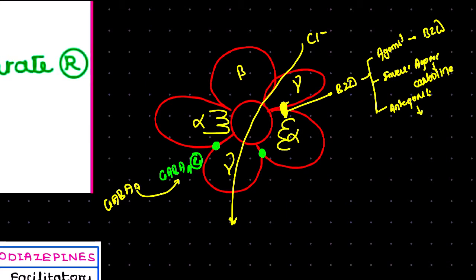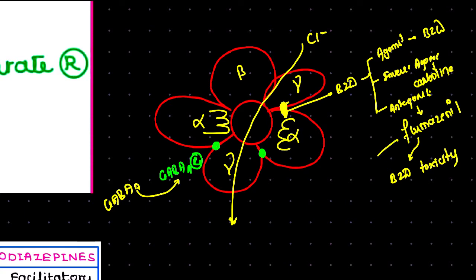Similarly, the most important, the antagonist. It is a competitive antagonist, and it will bind at the benzodiazepine site on this GABA receptor. This antagonist is flumazenil. Why is it so important? It is important because it is the drug of choice for benzodiazepine toxicity.